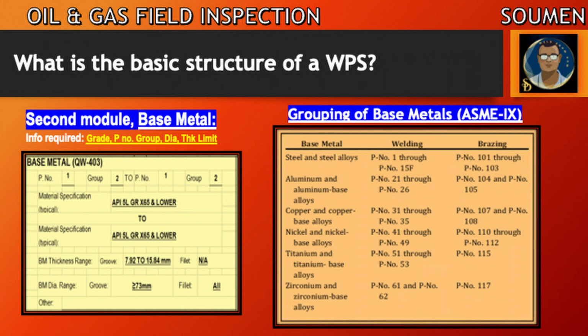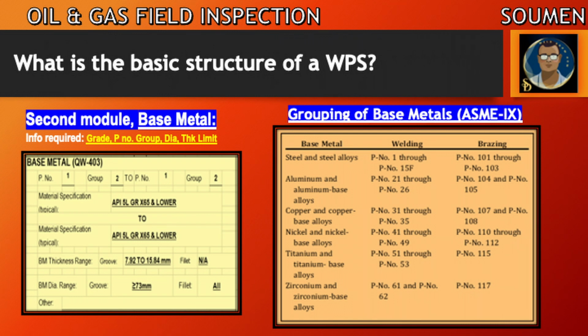Material specification is API 5L grade X65 and lower, to the same material, API 5L X65 and lower. If we qualify a WPS with a higher grade, automatically downgrades are also qualified. But again, if it is a sour service, a restricted service, in that case group number is an essential variable. Base material thickness range 7.92 to 15.84. This one we will see later on, means the thickness of the test coupon to 2T, means 2 times the thickness of the test coupon.